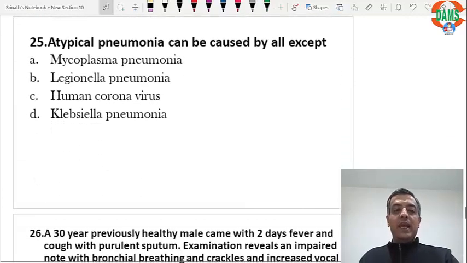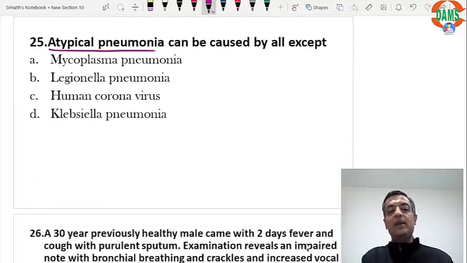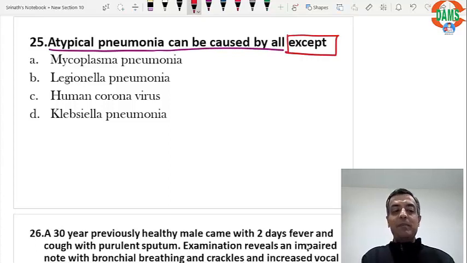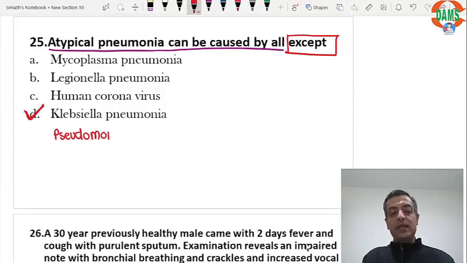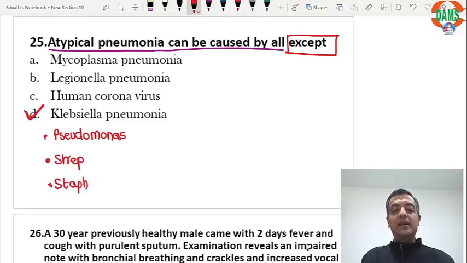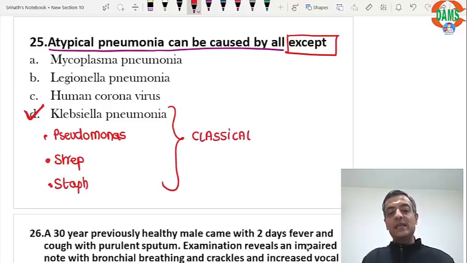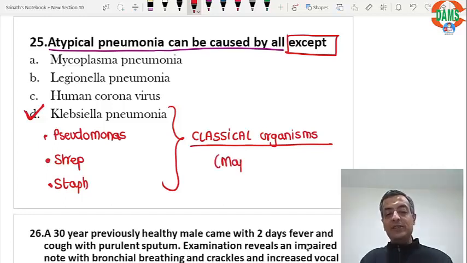Question 25. Atypical pneumonia can be caused by all the organisms except for: Klebsiella, Pseudomonas, the streptococci and the staphylococci. These are the 4 organisms which are considered causes of classical pneumonia. They are the classical organisms, meaning organisms causing infection in the majority of cases.